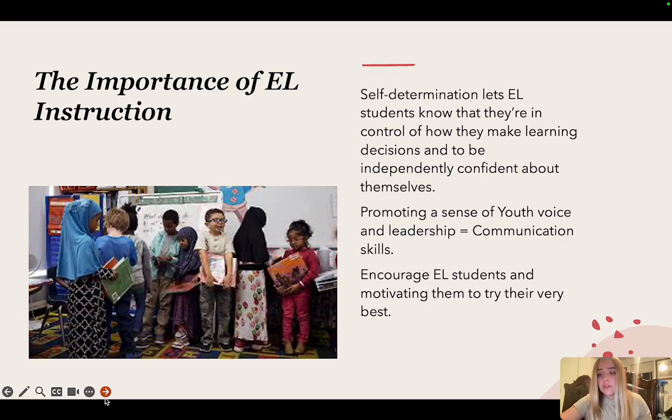I use that a lot in the workplace that I am at right now because I work with students a lot every day. I'm an after school program tutor, so this is one of our goals that I use: promoting a sense of youth voice and leadership, which again is similar to communication skills. I think of it that way, and I encourage EL students, motivating them to try their very best.